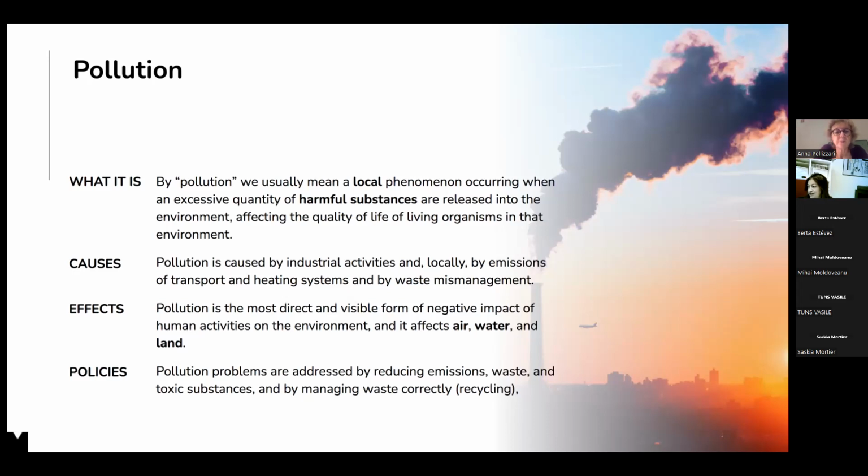locally, for instance, by emission of transport, heating systems, and by waste mismanagement. So the effects of pollution are the most direct and visible form of negative impact of human activities on the environment. It affects air, water, and land.